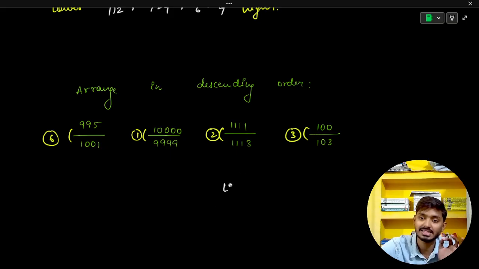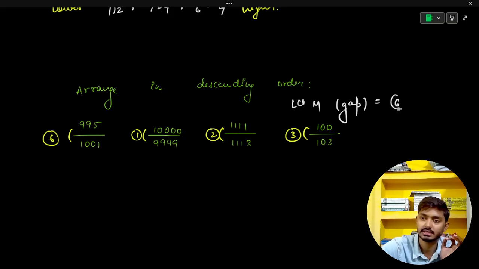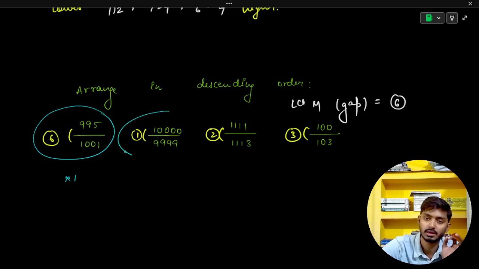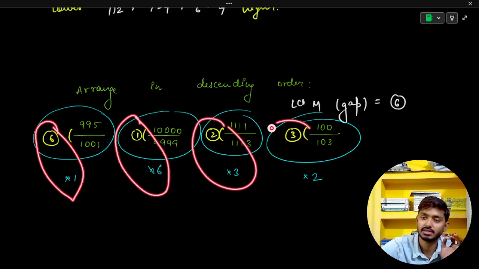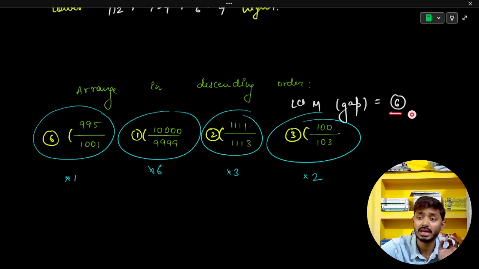We find the LCM for the gap, which turns out to be 6. Now we multiply this by 1, this by 6, this by 3, and this by 2. 6 times 1 is 6, 1 times 6 is 6, 2 times 3 is 6, and 3 times 2 as well is 6. We equalize the gaps.